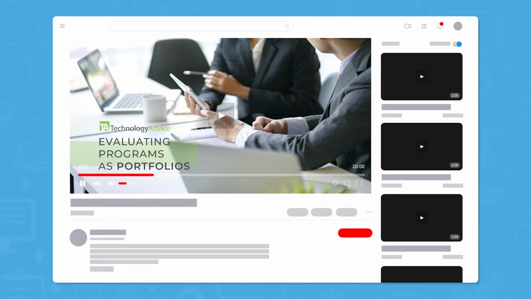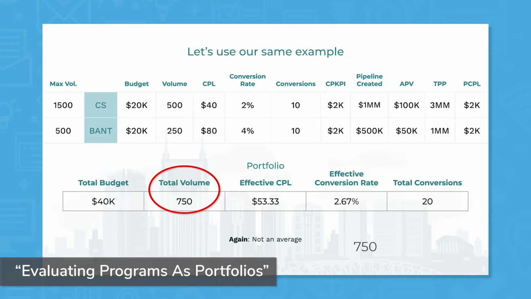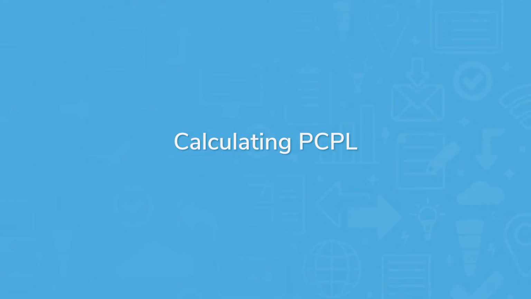We provide a detailed explanation of these metrics in our video on evaluating programs as portfolios, so now might be a good time to pause this video and come back after you've watched that. It's not necessary for understanding what we'll cover in this video, but we've included the link in the description if you want to go deeper. With that being said, let's dive into calculating pipeline created per lead, or PCPL.